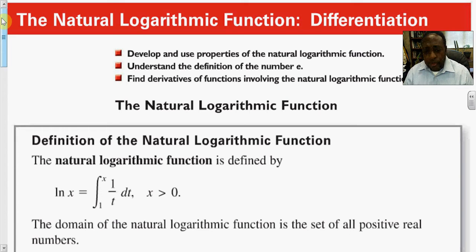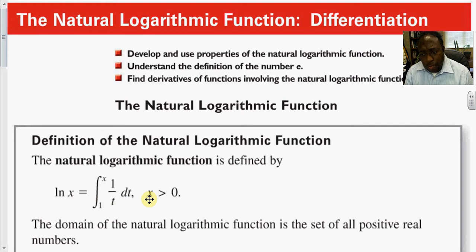Logarithmic function, differentiation. Here we discuss how to take the derivative of the natural log function. The natural log is defined in a very strange way by the integral. So the natural log of x is equal to the integral of 1 over t dt, as t is evaluated from 1 to x, being any positive number.